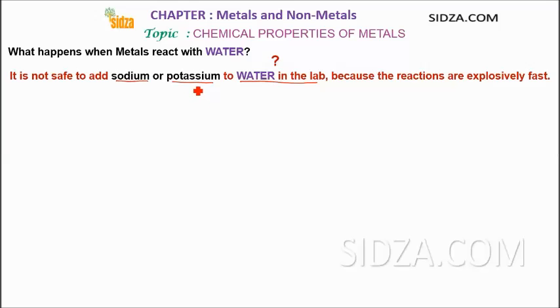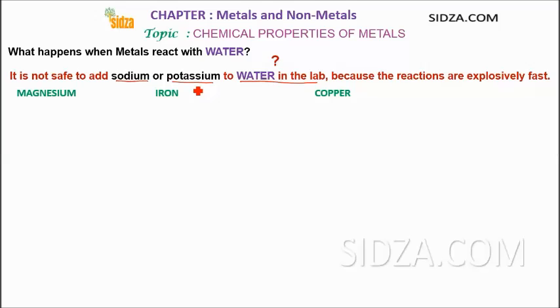However, you can use other metals for the experiment to determine the reactivity of the metals with water. You can use metals like iron, magnesium and copper. You can also use calcium, zinc and other metals.